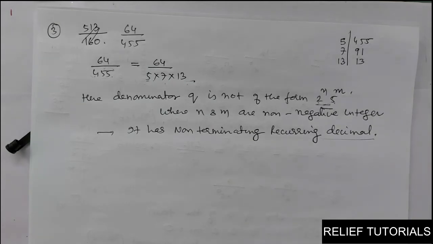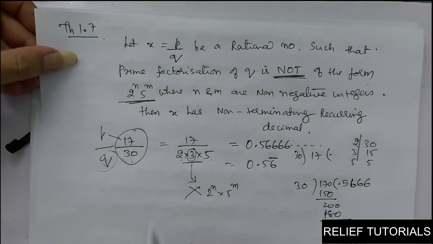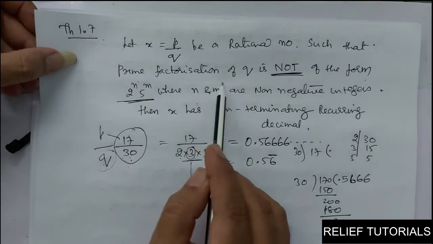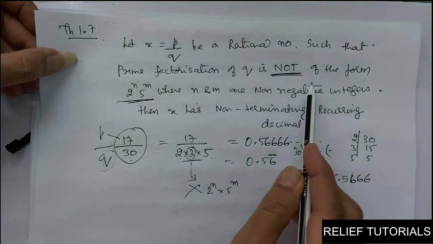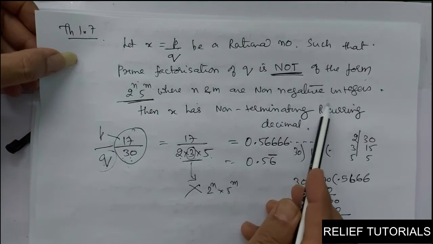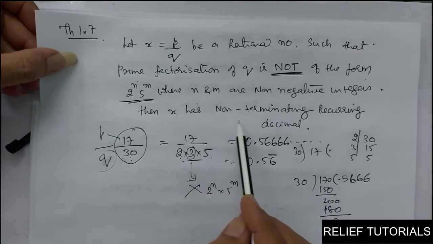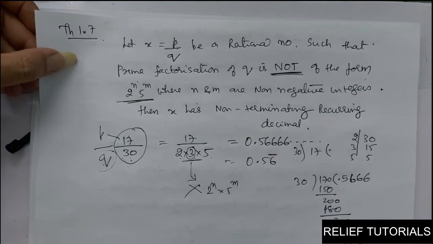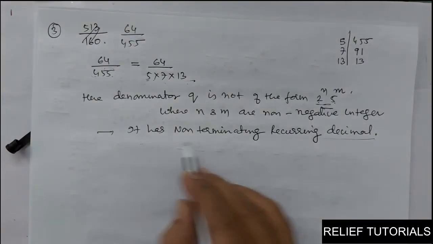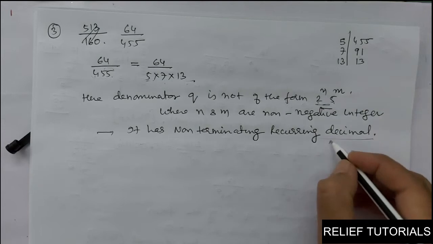Theorem 1.7. Clear? What is that? See, here we have learned: let x is equal to p by q be a rational number such that the prime factorization of denominator q is not of the form 2 raised to n, 5 raised to m, where n and m are non-negative integers, then x has a non-terminating recurring decimal. This is theorem 1.7. So we can say, therefore, it has a non-terminating recurring decimal.